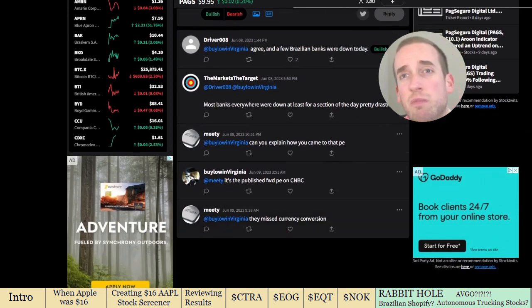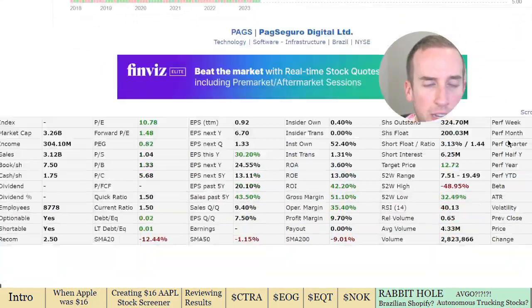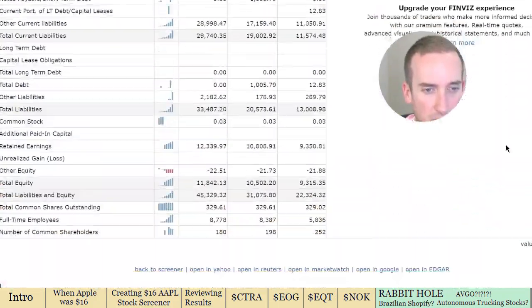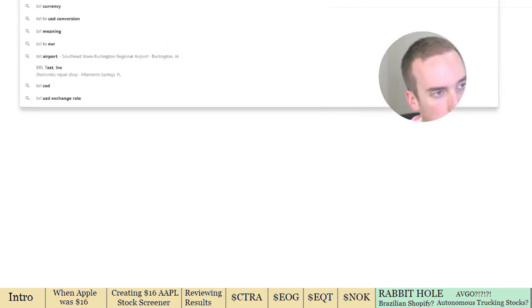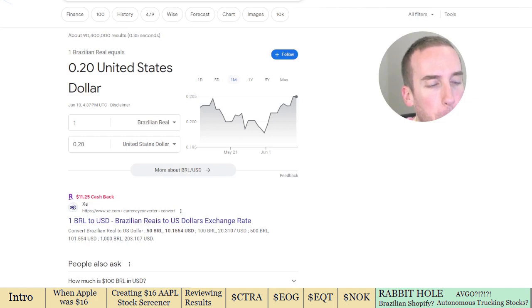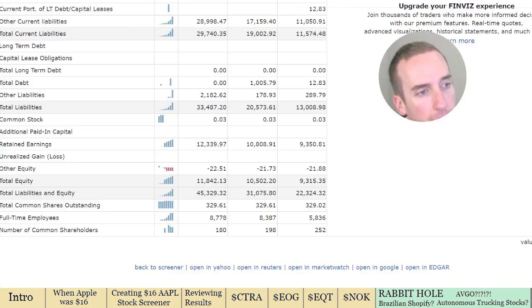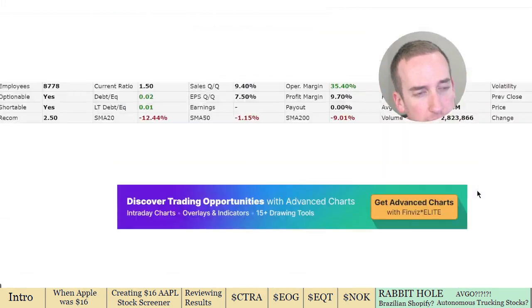They missed currency conversion, I don't know. Wow. Okay, so is the money in Brazilian or USD? Oh, it's in Brazilian, dog. BRL to USD. Dang it. Okay. All right. I still think this is insane.